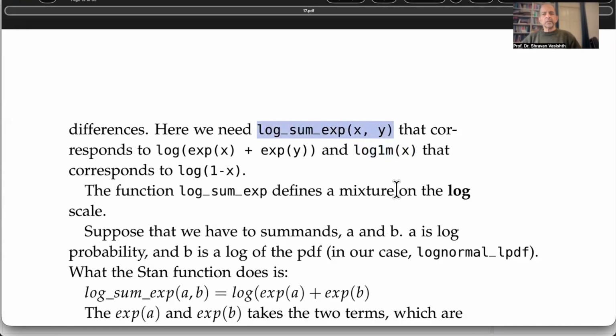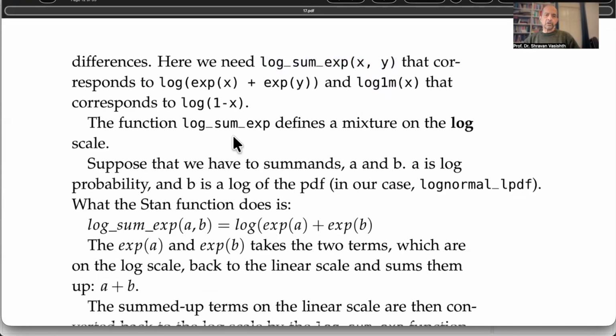Okay, so let's look at this. The function log_sum_exp defines a mixture on the log scale. Mixture on the log scale. The sum is the sum of two distributions weighted by their probabilities.